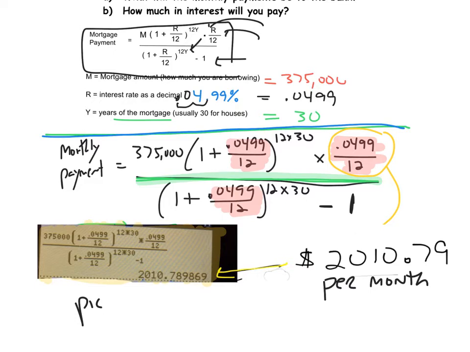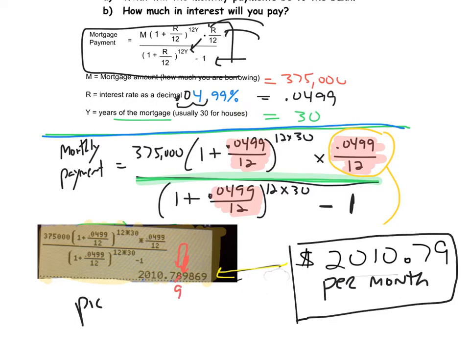Here it turns out that for this mortgage, you're going to be paying $2,010, and then the third decimal place is a 9, so that makes the 78 turn into 79 cents. So it's $2,010.79 per month.